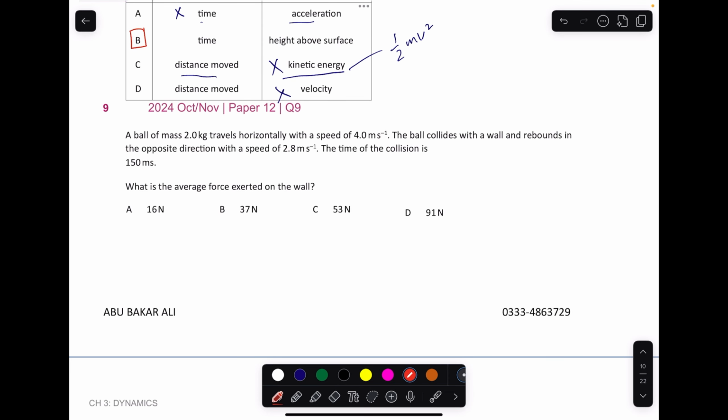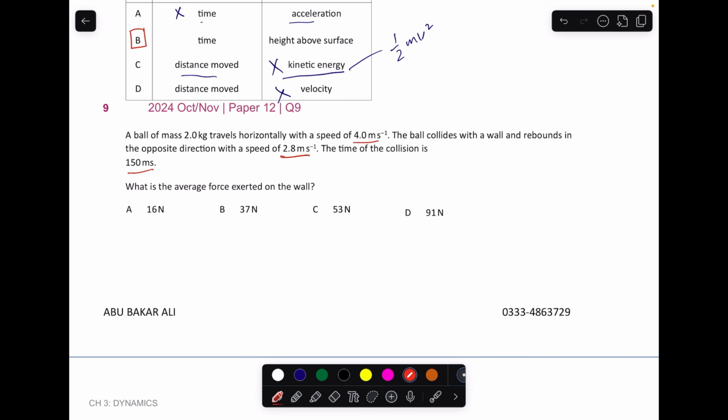In the next question, a ball of mass 2 kg travels horizontally with the speed of this. The ball collides with the wall and rebounds in the opposite direction with the speed of this. The time of the collision is 150 milliseconds. What is the average force?